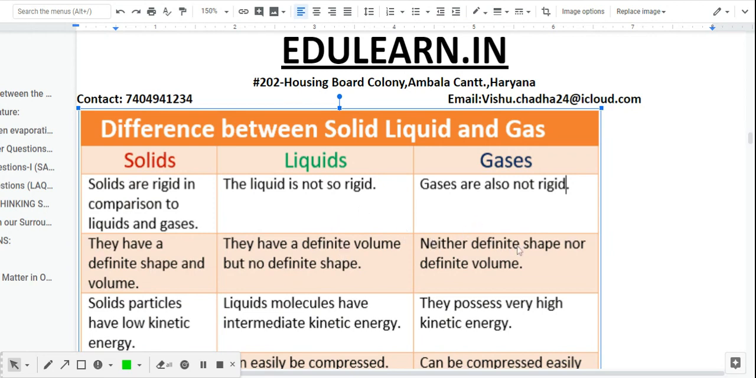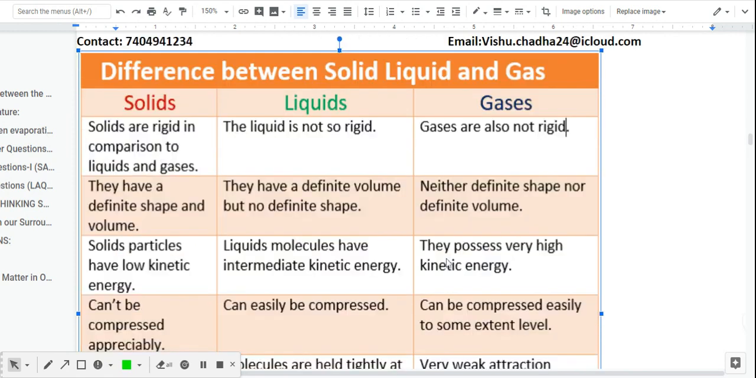In case of gases, as I have told you by giving an example of a perfume, that 10 milligram of perfume can occupy the whole room. How? Because they get mixed with the gaseous molecules, and gases do not have any fixed volume. So gases have neither definite shape nor definite volume. It just takes the shape of the container in which it is kept. Same for liquids.